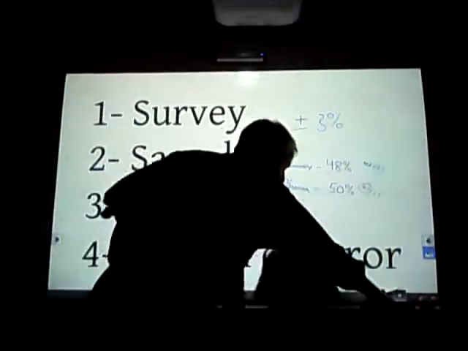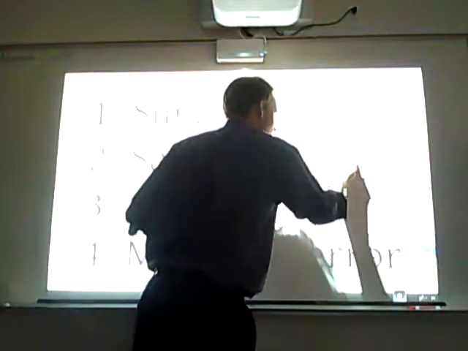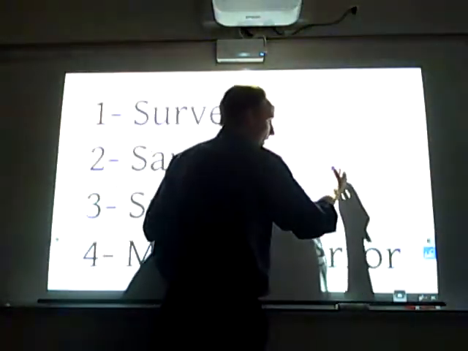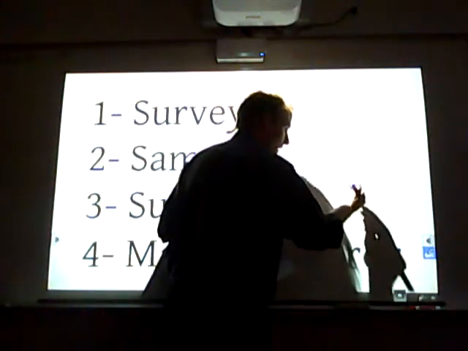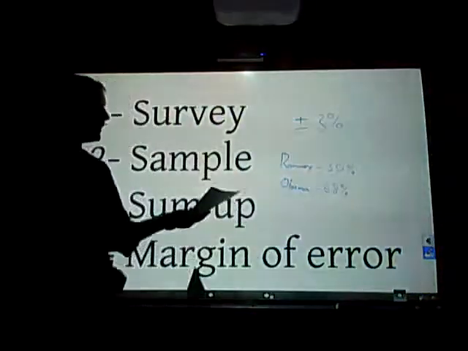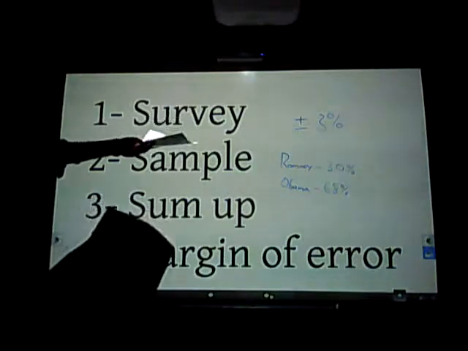Now, if these numbers were different, if these numbers said Mitt Romney is at 30% and Barack Obama is at 68%, the margin of error isn't going to make any difference, right?